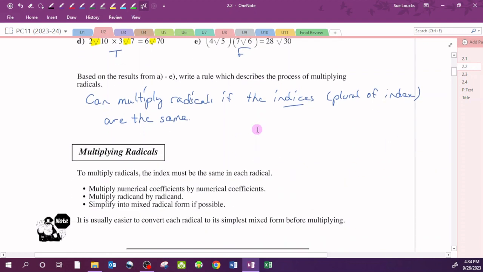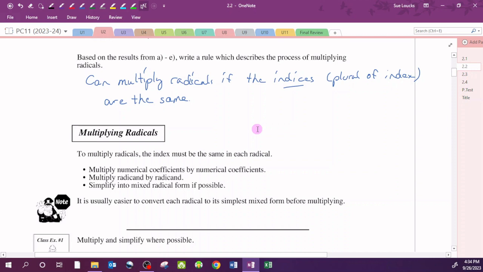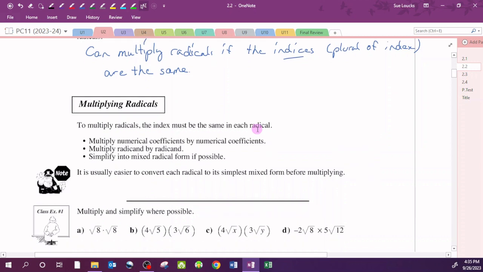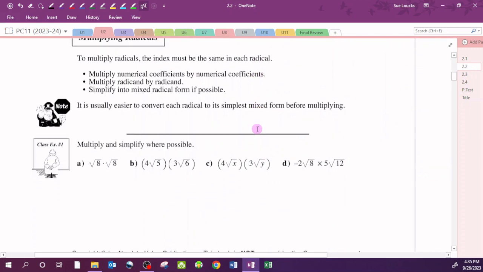Okay, so let's do some examples. You just multiply it all together. You multiply the numerical coefficients, you multiply the numbers together, and you multiply the radicands together. So, for example, A here, you can write this a bunch of ways. This is basically the square root of 8 times 8. So that's the square root of 64, which is 8.